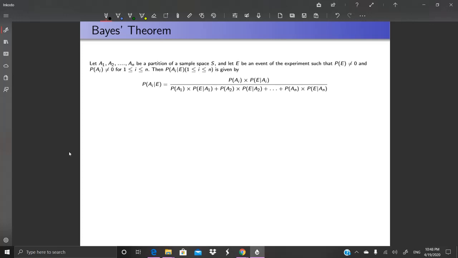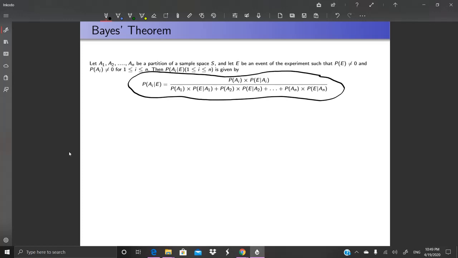The probability of E is not 0, the probability of A1 is not 0, the probability of A2 is not 0, so none of those probabilities can be 0. And we're told that the conditional probability of A sub i given E is given by this formula right here, and we'll talk about that now.